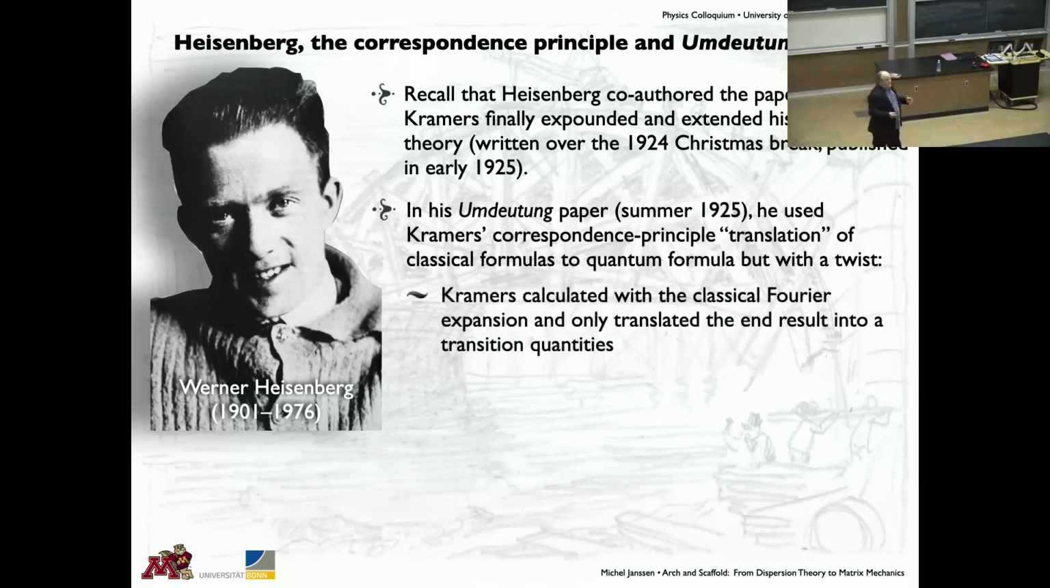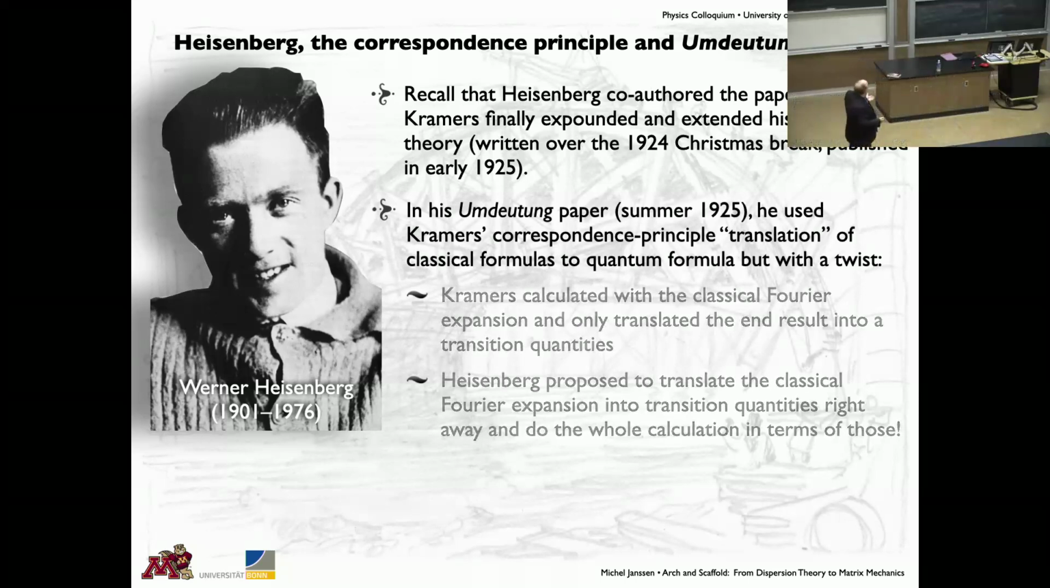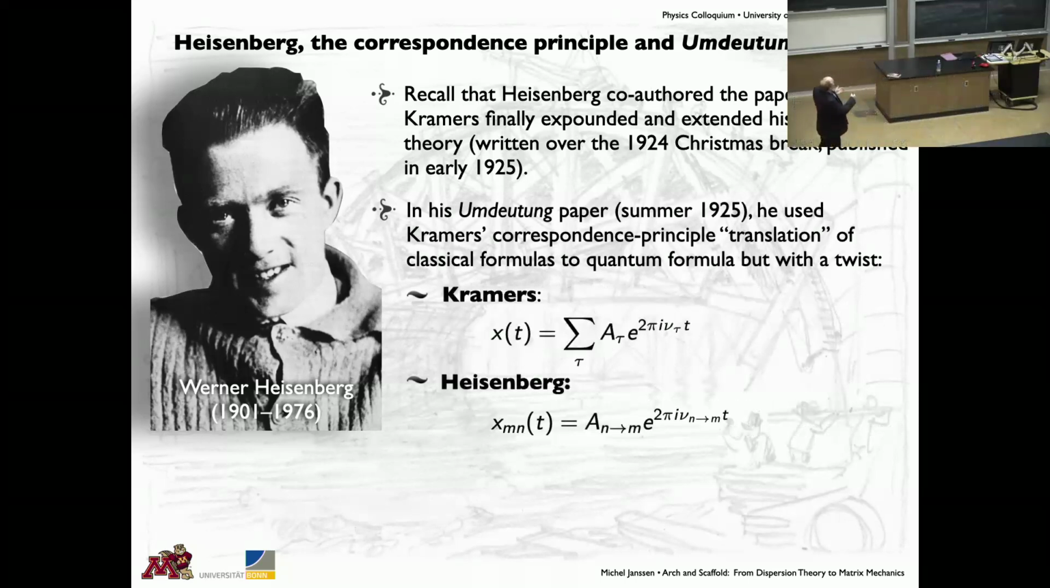What Kramers did was that, as I showed you, he did the entire calculation classically, and he translated the end result into this quantum formula. The basic idea of Heisenberg is to just do the translation right at the beginning. Okay, so instead of starting from this Fourier expansion, he is going to just say, okay, we're going to translate this, and now you get this matrix, as we would now call it. Of course, he didn't know about matrices, so it's some sets of numbers, and we're going to calculate in that.